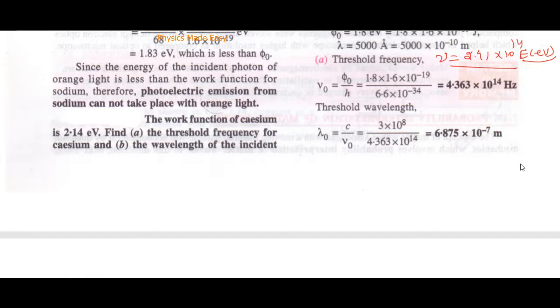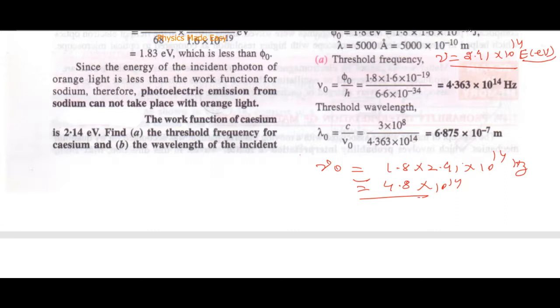If you want to find out the threshold frequency, you are given the work function. Just fill the value of the work function, 1.8, into 2.41 into 10 raised to power 14 hertz. From here, it is approximately 2, so if you have to just guess, the answer is 4.8 into 10 raised to power 14. Roughly, this is the answer for threshold frequency.